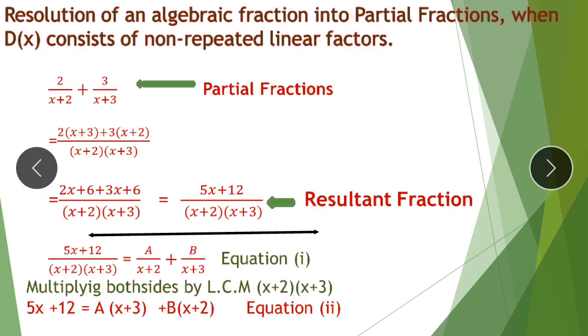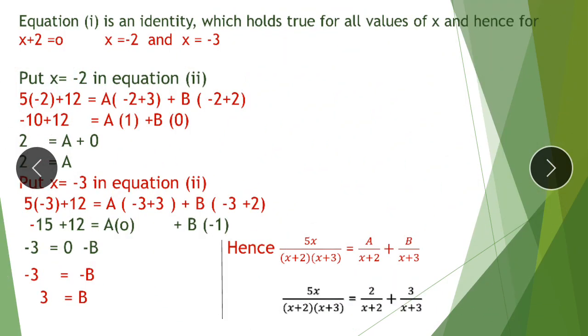Instead of x we will put minus 2, and wherever we have x we put minus 2. By calculation, b multiplied by 0 is 0, so it will be 0. So the value of a will be 2.